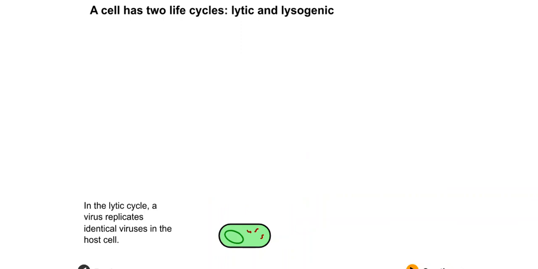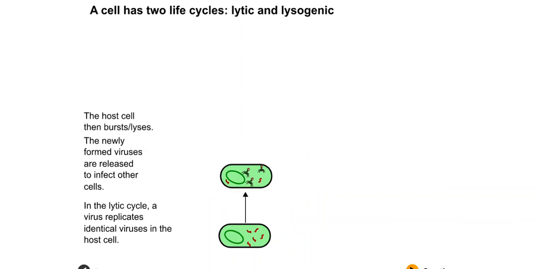A virus has two life cycles, lytic and lysogenic. In the lytic cycle, a virus replicates identical viruses in the host cell, while the host cell then bursts, lysis. The newly formed viruses are released to infect other cells.